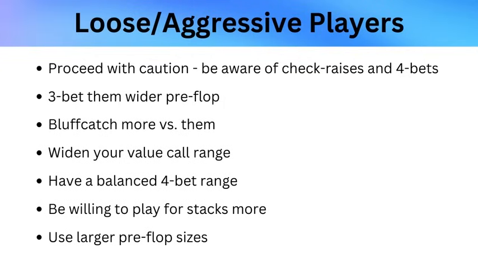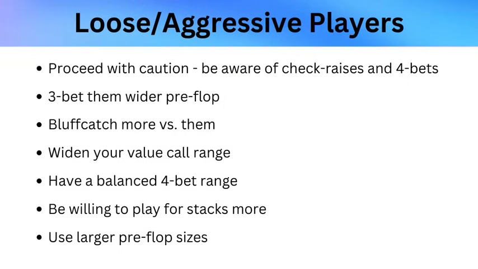So 3-bet them wider preflop. Bluff catch more versus them, so they are going to bluff a lot more, so you can call them wider. Widen your value call range. It's kind of the same thing. You can make some more hero calls with ace highs versus them. You're going to call on boards where there's a lot of draws that brick, straight draws, flush draws, and especially if you don't have a straight or flush blocker, then you can call them wider. You can call them with some ace highs and some bottom pairs and things like that, because I think aggressive loose players are going to bluff their brick draws a lot more than a tight player.